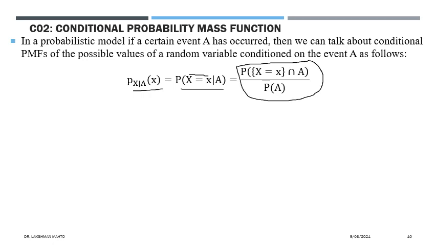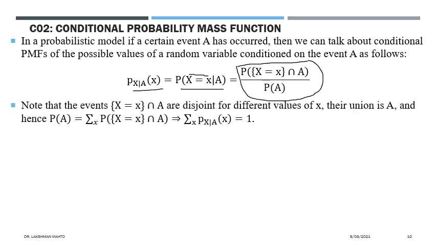If you look further, this joint event, that is X taking value x jointly with A, gives events that are disjoint for each different value of x. If you take their union, the union will give back A. So in that sense, this kind of event introduces a partition of A.